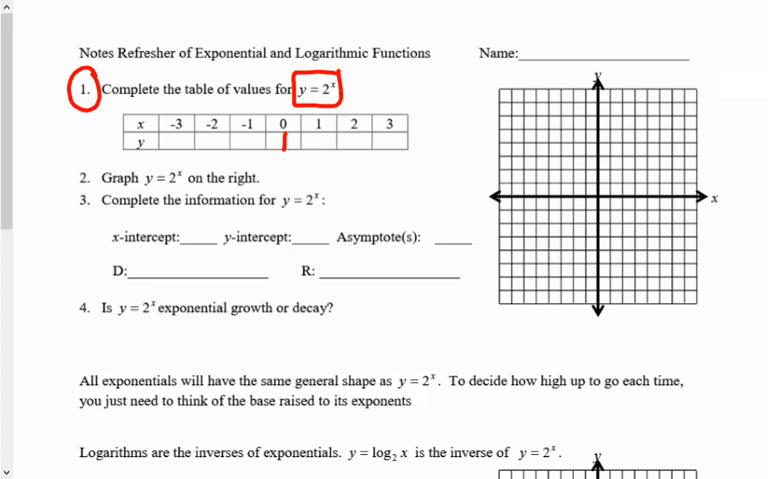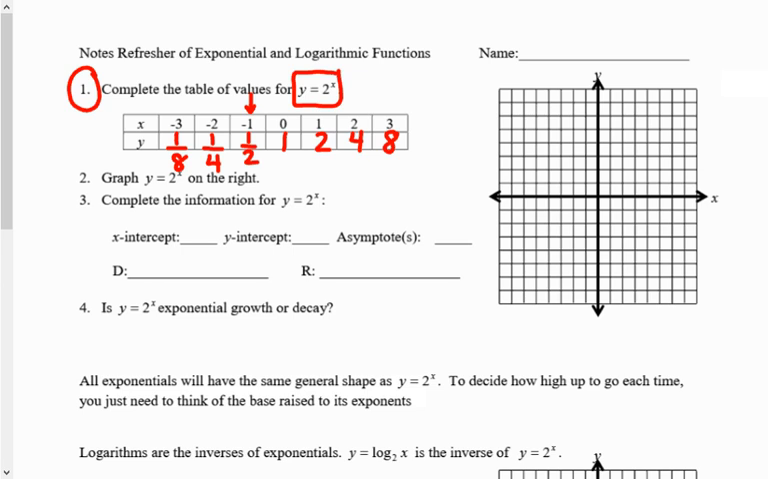2 to the 0 is 1. 2 to the first is 2. 2 to the second is 4. And 2 to the third is 8. When we have a negative in an exponent, coming back here to -1, a negative tells us to do the reciprocal or move that to the bottom of the fraction. So 2 to the -1 is 1/2. 2 to the -2 is 1/4. 2 to the -3 is 1/8.